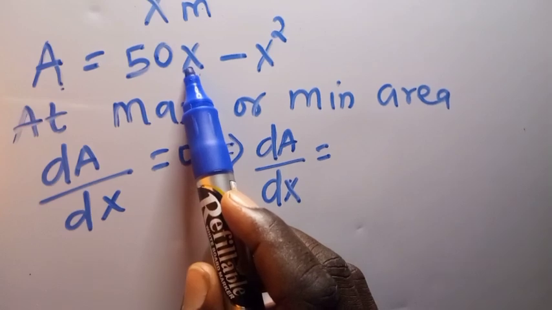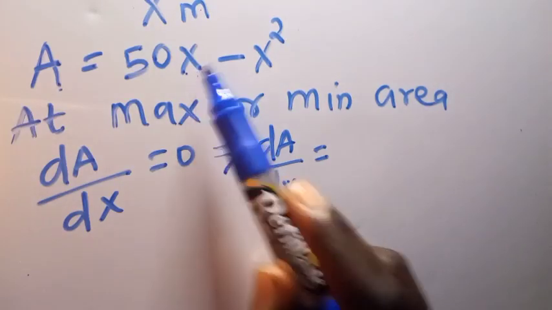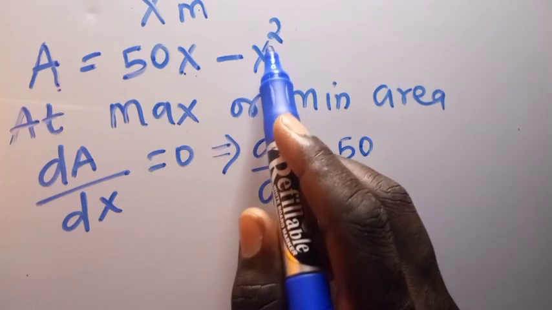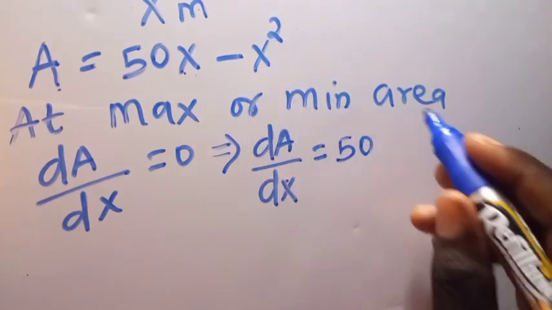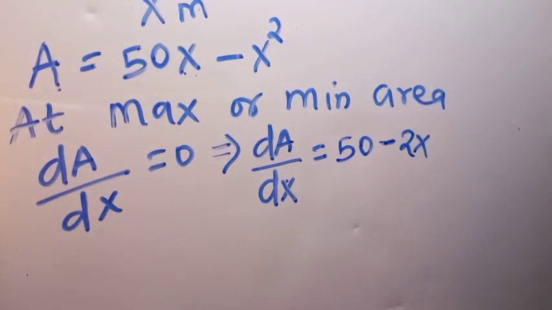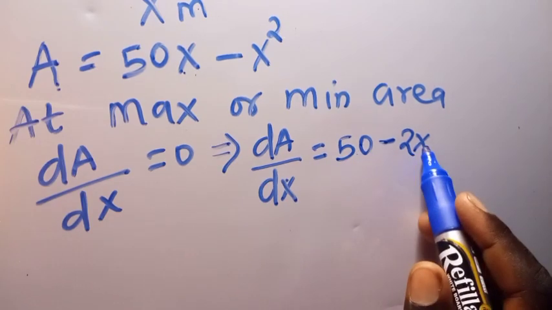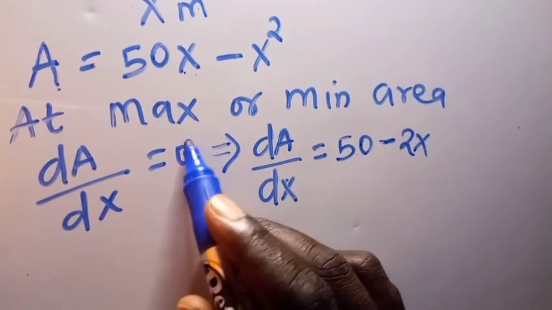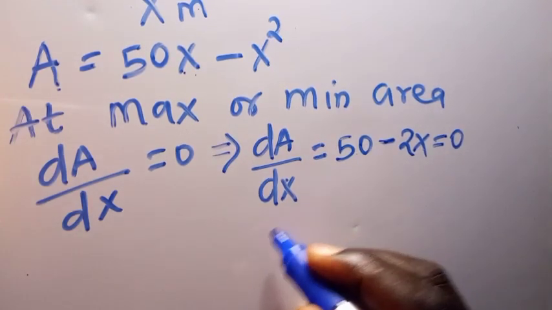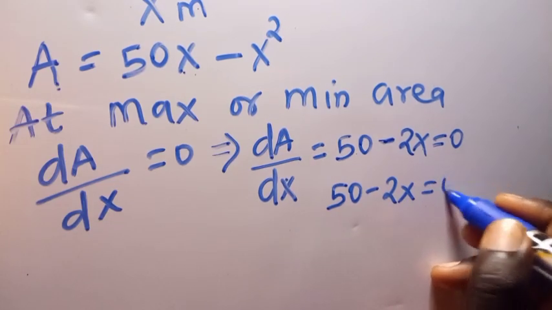Now, this implies that our dA over dx equals, if we differentiate 50x, we shall have 50. And if we differentiate negative x squared, we shall have negative 2x. Now, our dA over dx is 50 minus 2x, which we have to equate to 0. That is at maximum or minimum area. So we shall have 50 minus 2x equals 0.